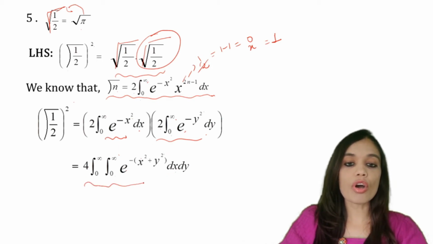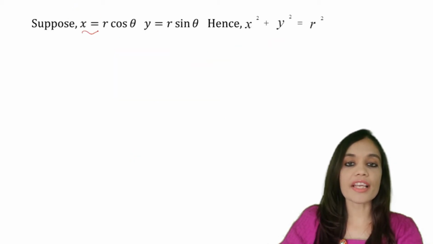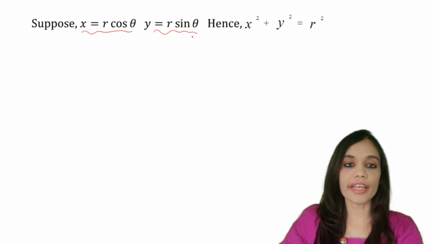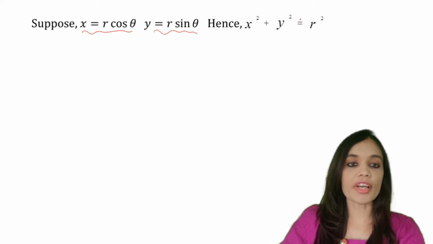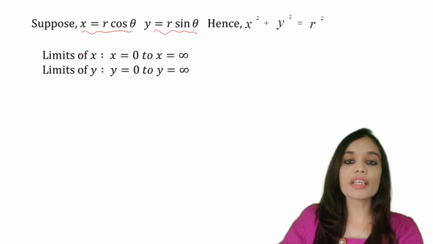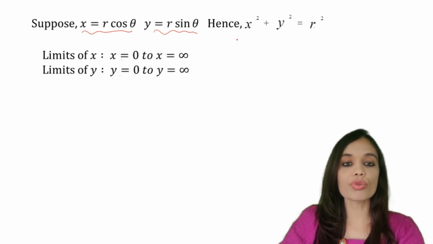Now in order to solve this integral, we will convert this into polar coordinates. Okay, so we will suppose x as r cos theta and y as r sin theta, right? Therefore, from this we can say that x square plus y square is equal to r square. Okay. Now we are given the limits of x. They are x is equal to 0 to infinity, and the limits of y are y is equal to 0 to y is equal to infinity.